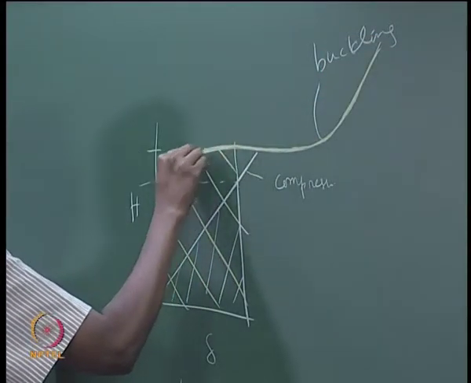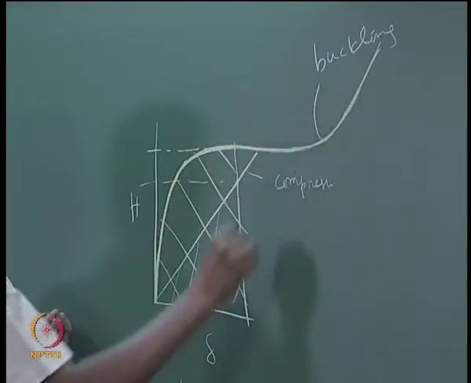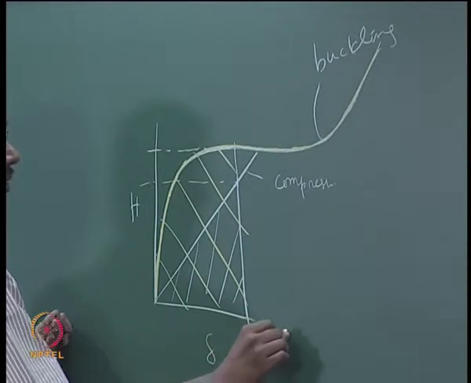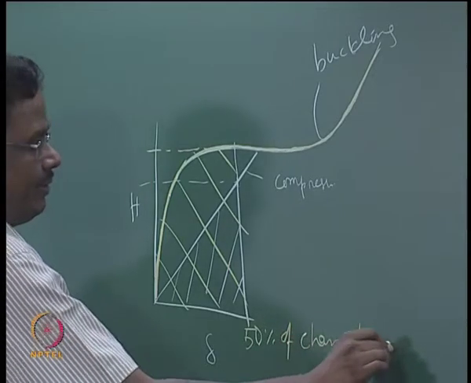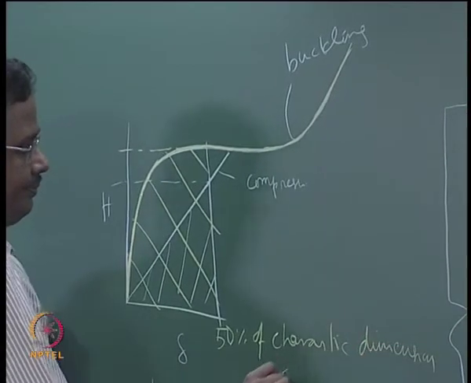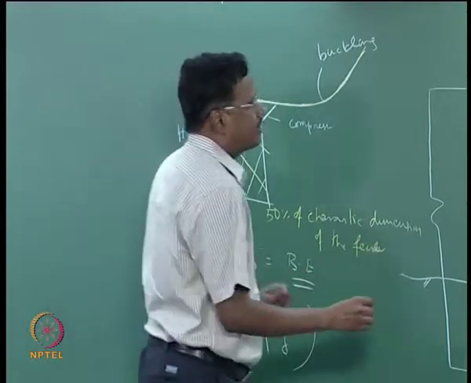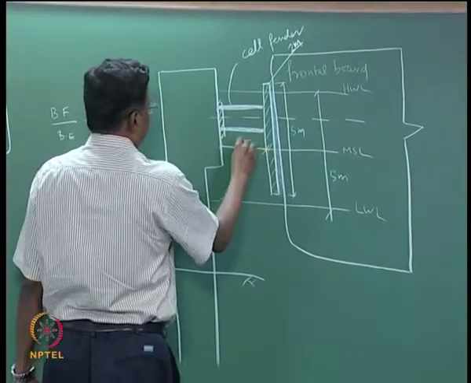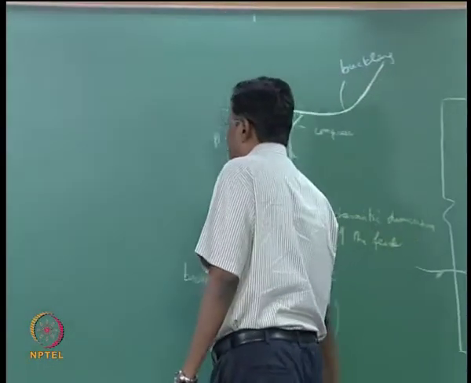So your energy should not go beyond this, then the reaction will be higher. This is generally called 50% of the characteristic dimension of the fender. So for this case the characteristic dimension is nothing but this size, this is your characteristic dimension. So 50% of the dimension you get.